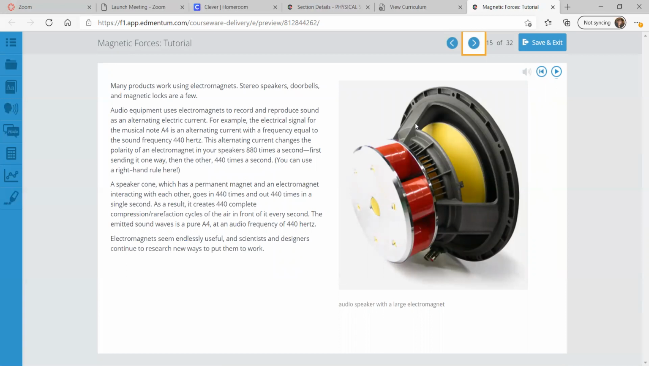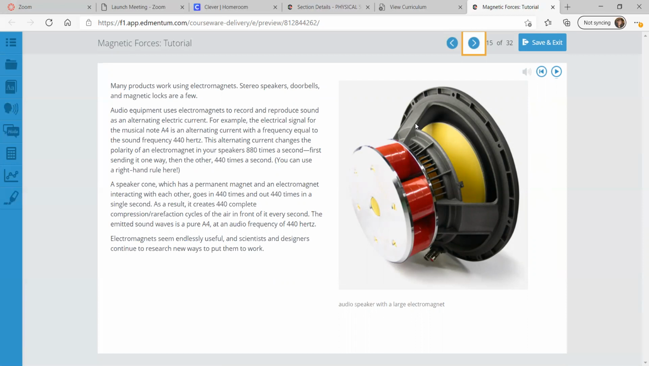The electrical signal for the musical note A4 is an alternating current with a frequency equal to the sound frequency, 440 hertz. This alternating current changes the polarity of an electromagnet in your speakers 880 times a second. First, sending in one way, then the other, 440 times a second.